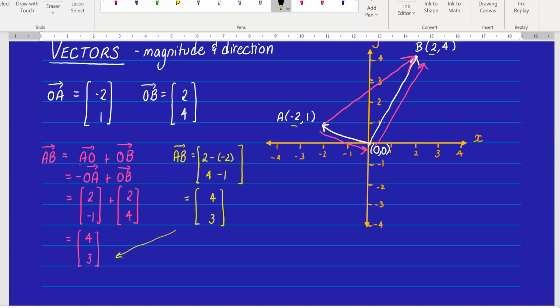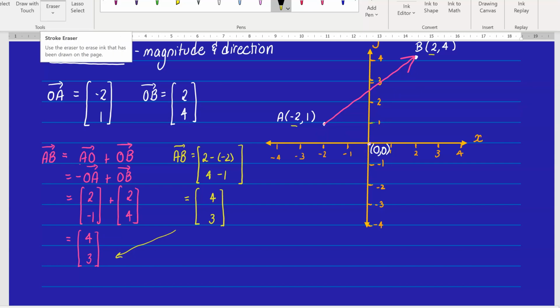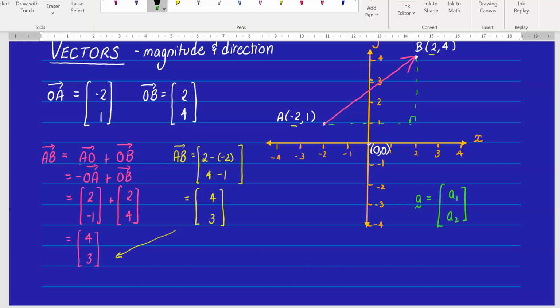Now we'll move on to finding the magnitude or the length of the vector. To work out the length from A to B, you did this using coordinate geometry where we find the distance, simply by using Pythagoras' theorem. The rule, which should be somewhere in your notes: if I have a vector, let's call it A1, A2, then the length or magnitude of that vector, represented with the modulus signs, is simply the square root of A1 squared plus A2 squared.